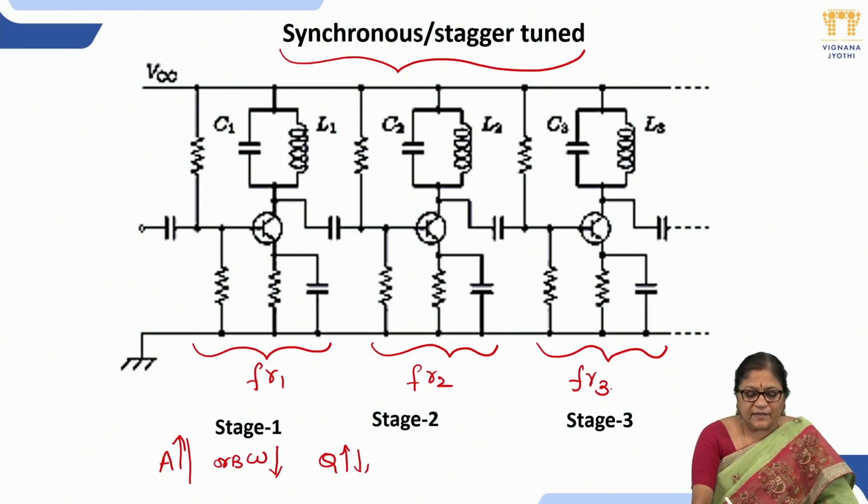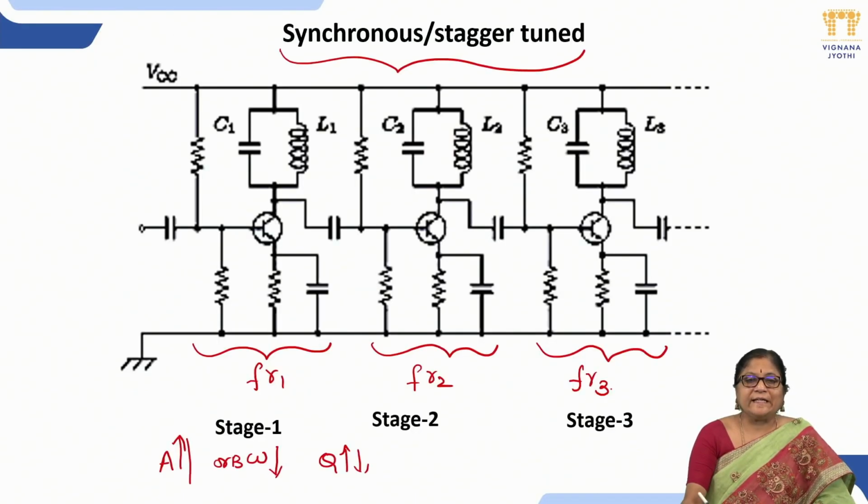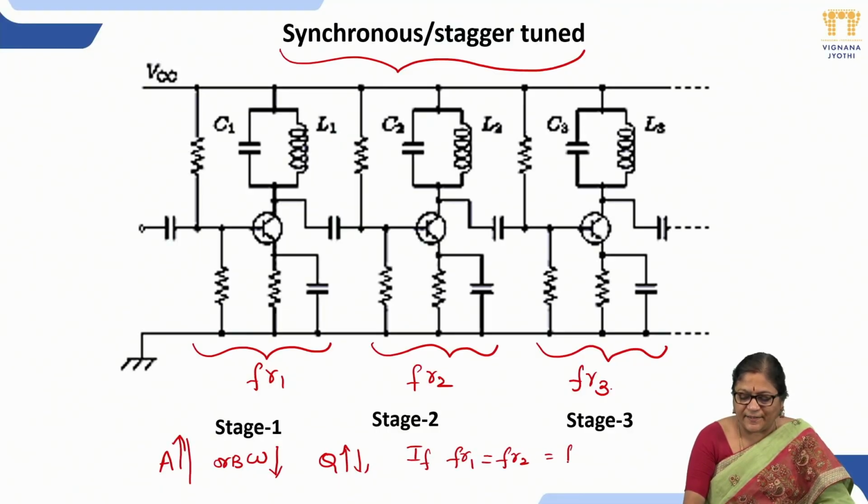Suppose you can even have double tuned amplifiers in cascade. Then it becomes synchronous or stagger tuned double tuned amplifiers. All the individual stages will have different tuning frequencies of double tuned. Then what is the difference between these two? The frequency response we will compare later. For a two stage, I am considering synchronous tuned or stagger tuned. Synchronous means similarly tuned. That is, if FR1 is equal to FR2 is equal to FR3, then this is the case we call synchronous.